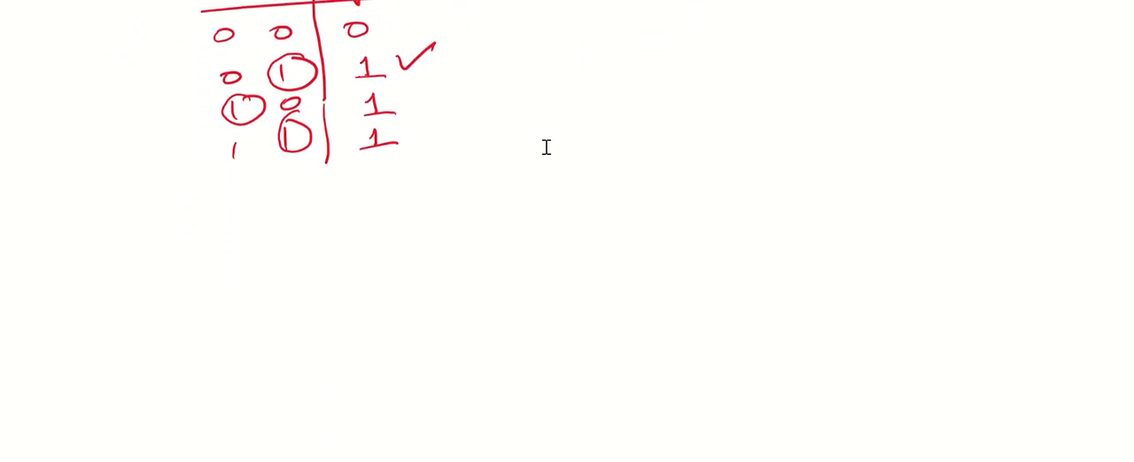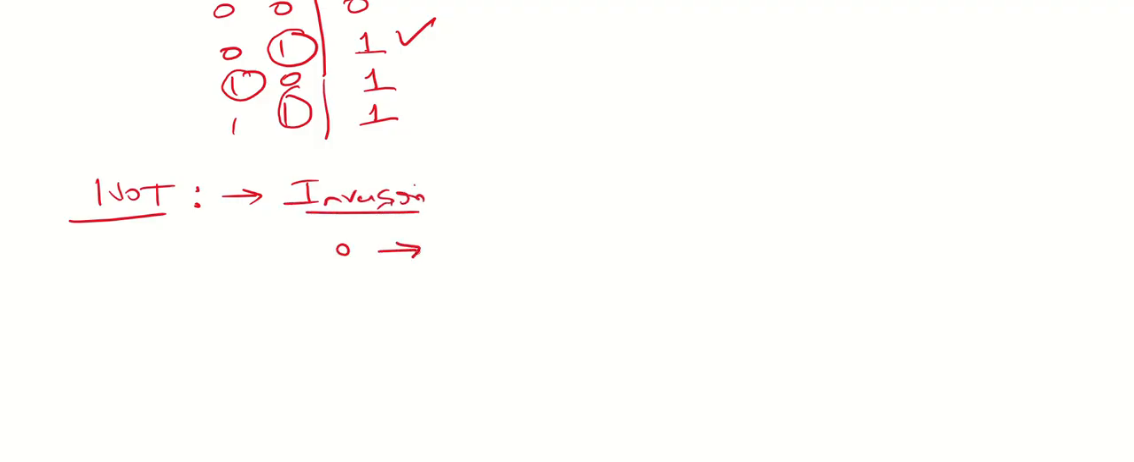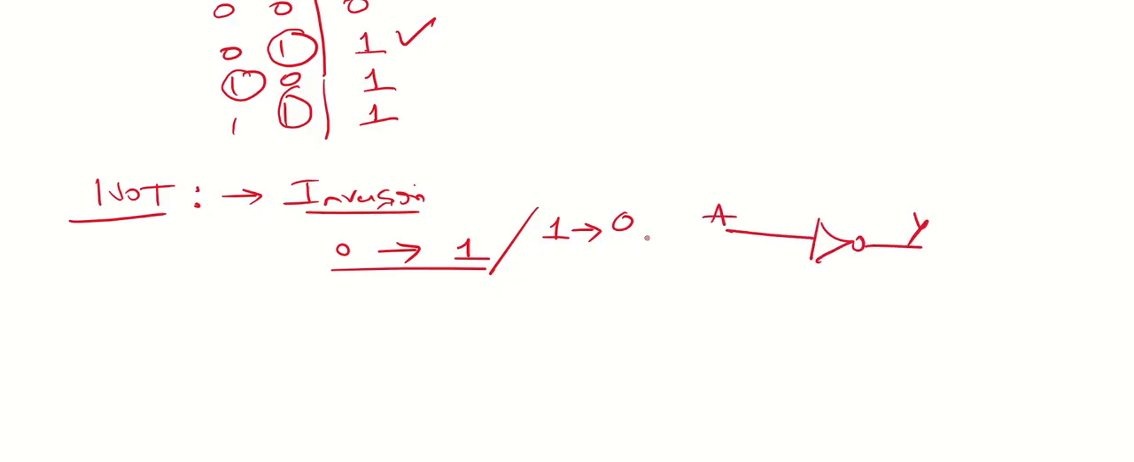Then I have to explain the NOT gate. The NOT gate is designed for the complement operation, like inversion. Suppose we give 0 as input, we get output 1. This means they are always complements of each other. If I give 1 as input, output is 0. If you want this type of operation, we go for the NOT gate. This is the NOT gate symbol. It has only a single input and single output.